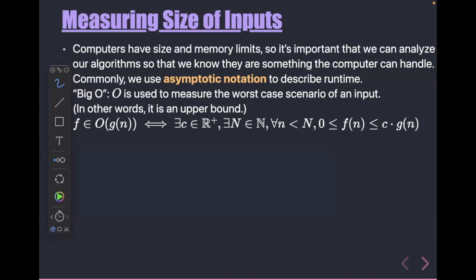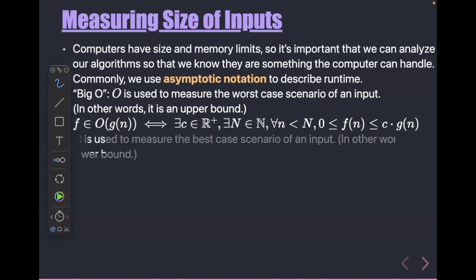g of n. So this c gives us a little more wiggle room, because it gives us the idea that we can add a constant to the function. But the idea is that, in general, this function g of n is going to bound how our algorithm runs. That's how long it's going to take, no longer than g of n.